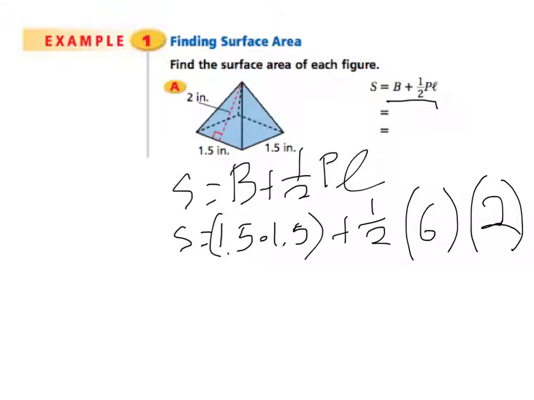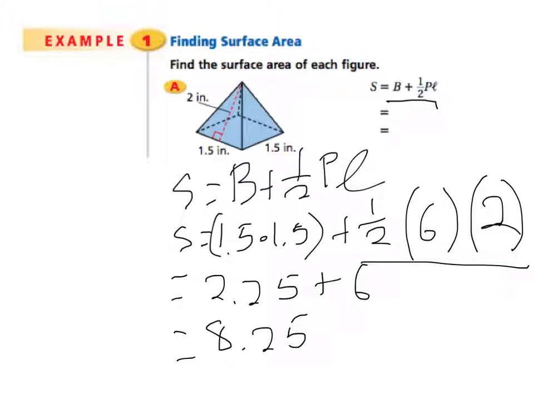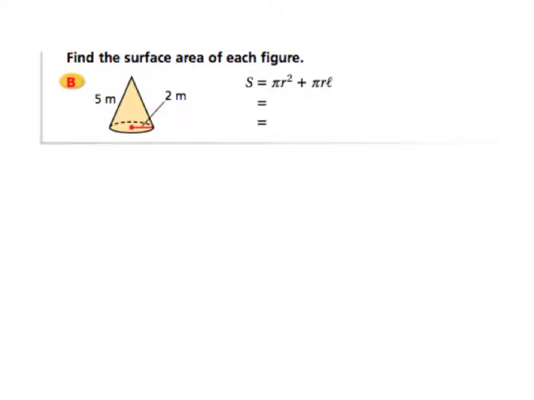Okay, so this is going to be 1.5 times 1.5 is 2.25 plus 1/2 times 6 times 2 is going to get us 6. So the surface area is 8.25 inches squared. For the next one, we have a cone.